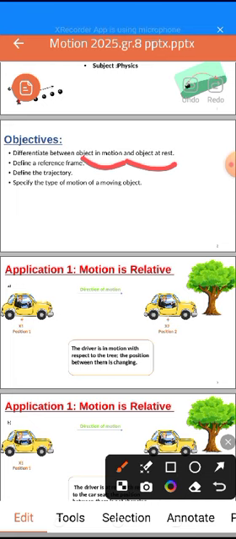Now if I'm carrying a bag on my back, the bag is moving with me. So the position between me and the bag isn't changing either. So I'm at rest with respect to the bag because the position between us isn't changing.